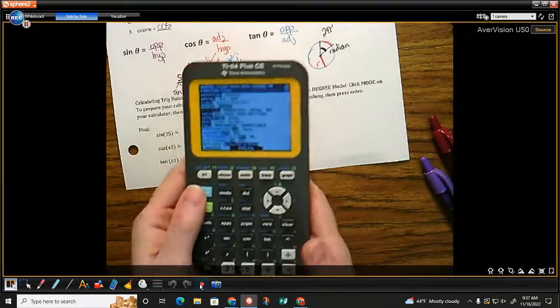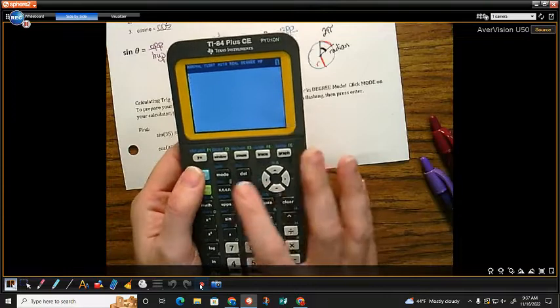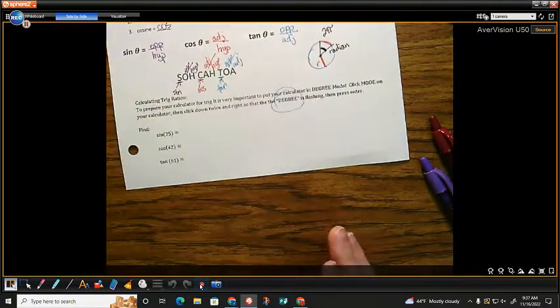Now, do you know how to get out of this menu? Second mode. Second quit. You can sometimes hit clear, sometimes you have to second quit. It gets stuck sometimes. If it gets stuck, you have to quit. It just doesn't want to clear for some reason. Okay.